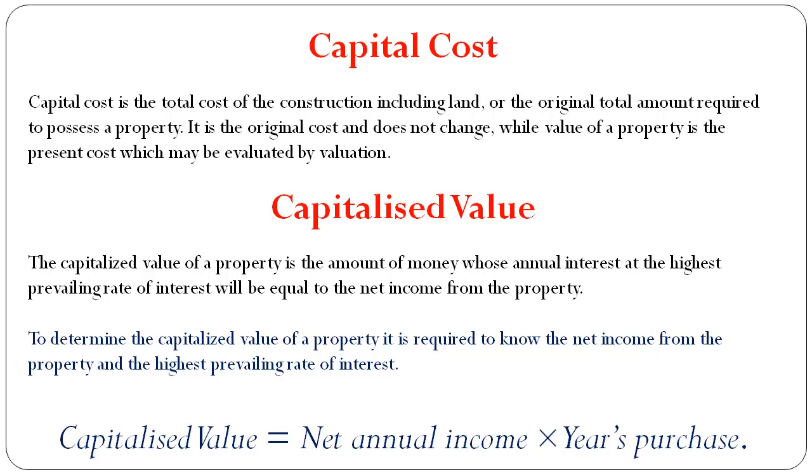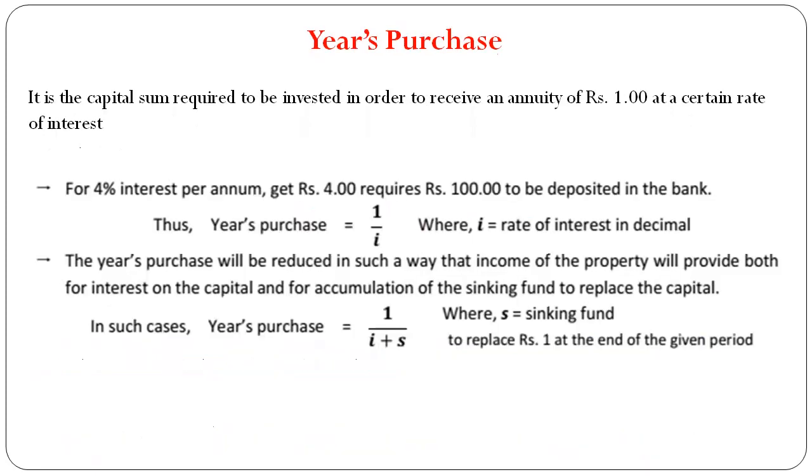Now, capitalized value is the multiplication of net annual income to year's purchase. Year's purchase is the capital sum required to be invested in order to receive an annuity of Rs1 at a certain rate of interest. Further take a look in the slide for the formula of it.